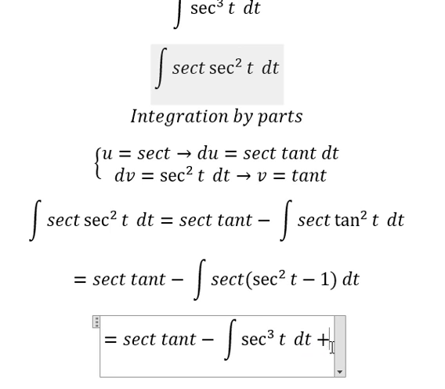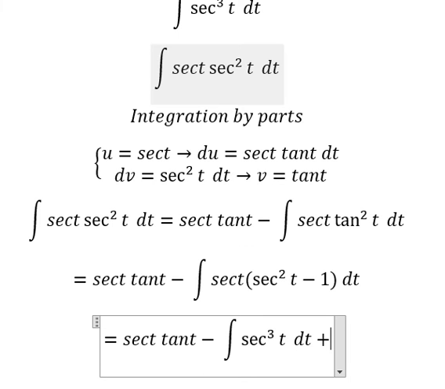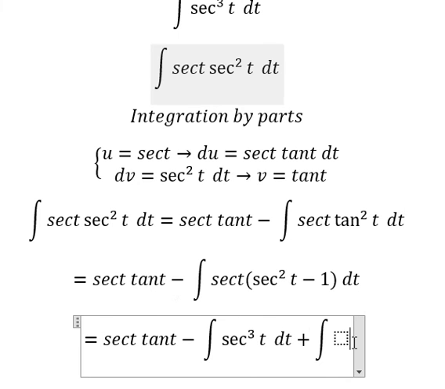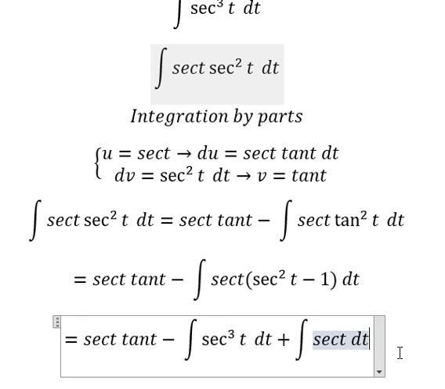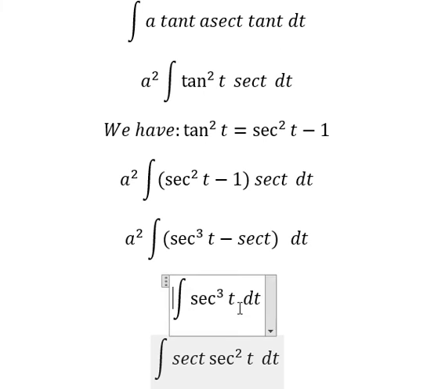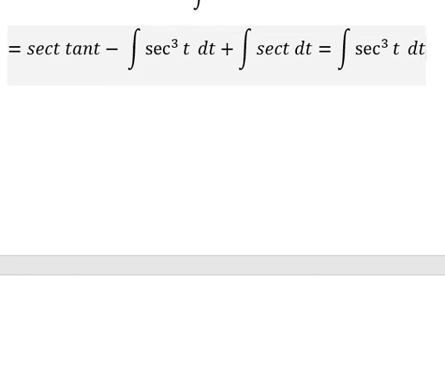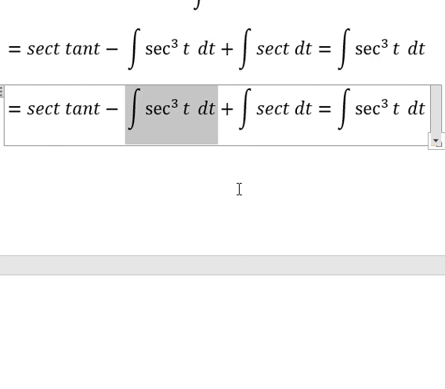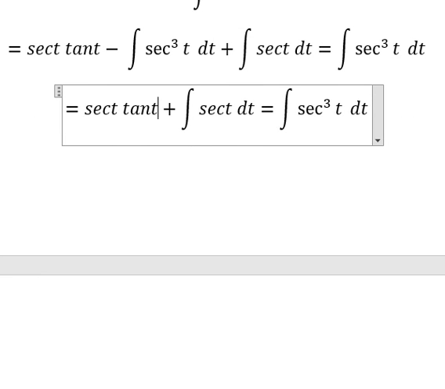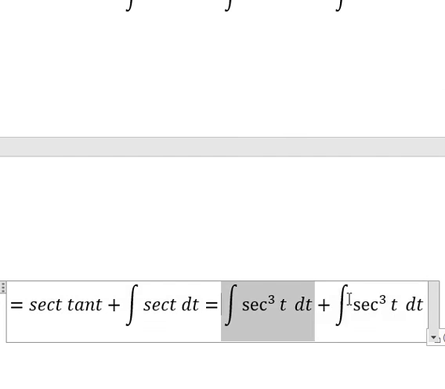And the next one, secant of t, and we see that negative and negative, we have positive. And now we have the integration of secant of t dt. So this one equals to this one. So this one I will put on the right. And now we have like this. Next, this one you get number 2.